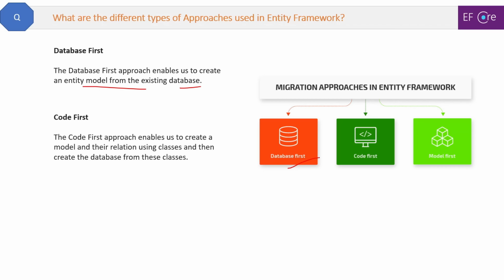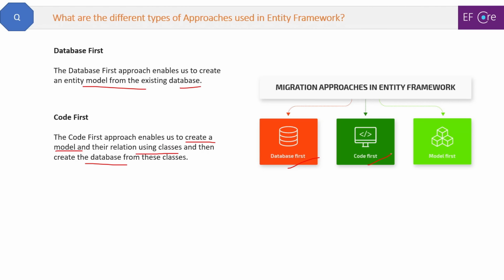The second one is the code first approach. In the code first approach you do not have any database right now, so you will create the models, and then these models, using relation classes, will create the tables automatically for you, similar to your model. So that is the code first approach.